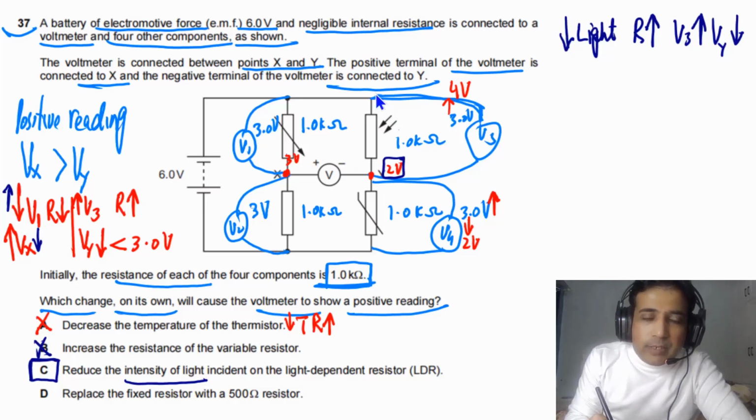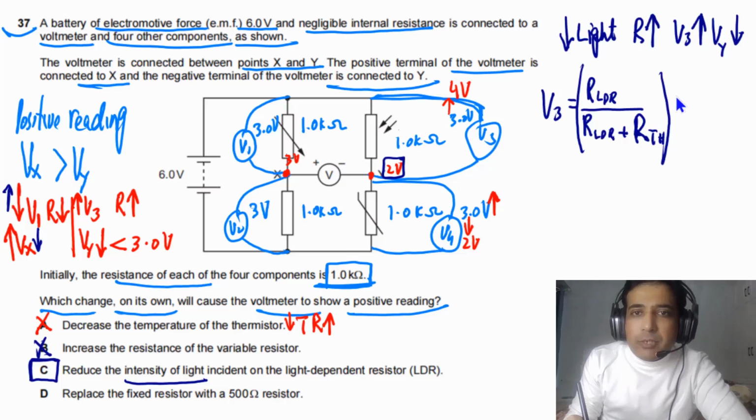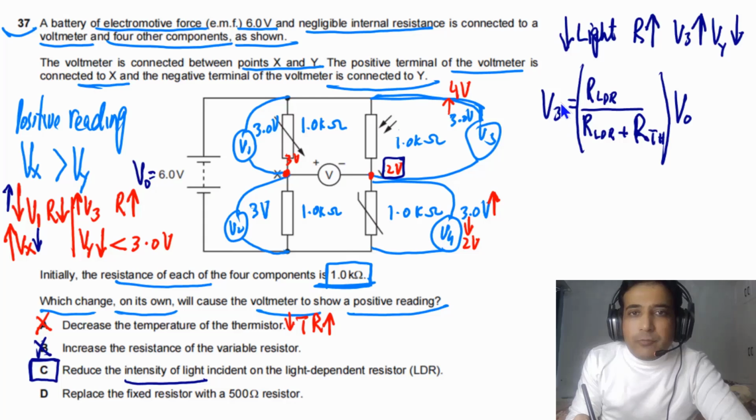If we want this reading to increase, so V3, for example, this one will be equal to the resistance of LDR, we can say, R_LDR divided by the resistance of LDR plus the resistance of thermistor, and this has to be multiplied by V0. So if we want this to increase, we have to increase this one. And if the light level goes down, this one will go up. So this reading will increase.